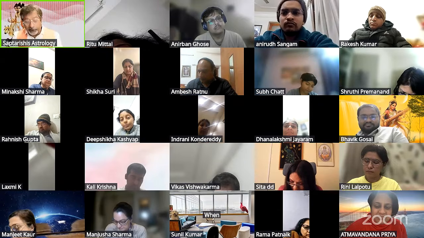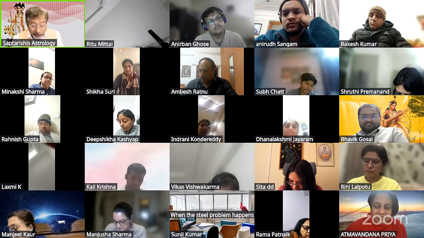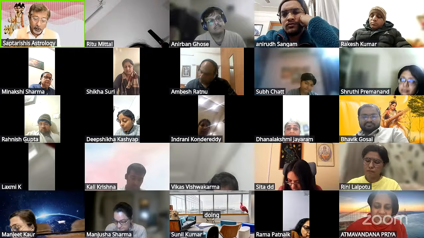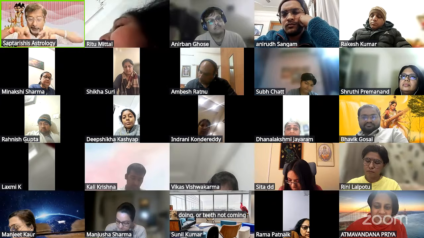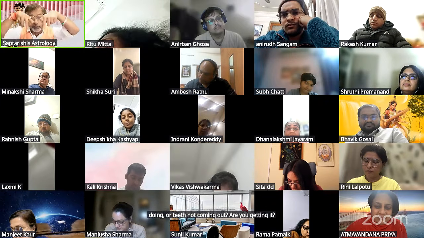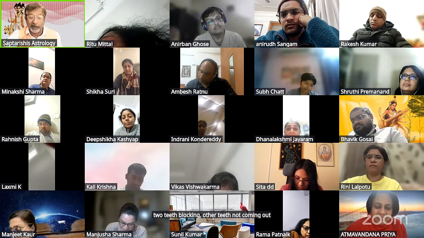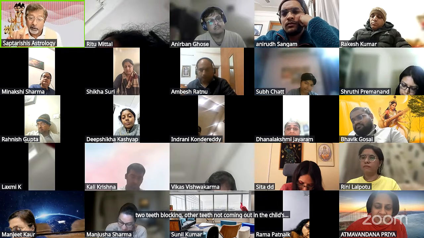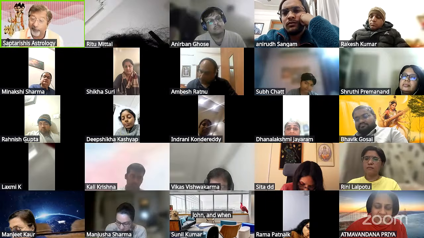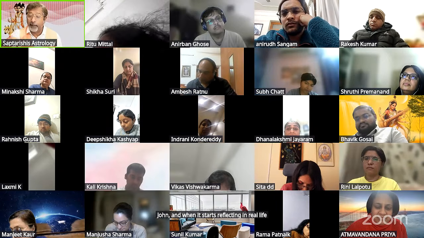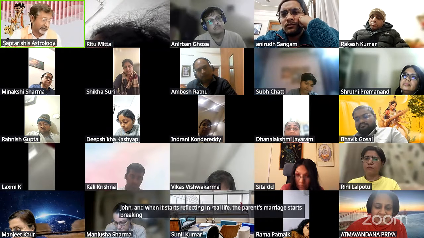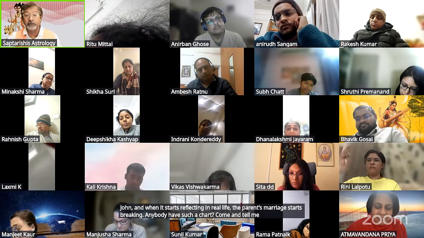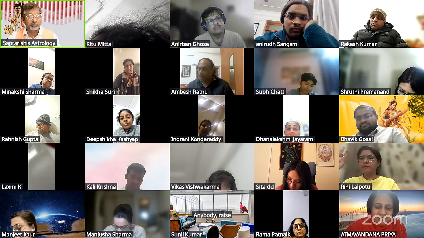When this teeth problem happens, crooked teeth or teeth not coming out. Are you getting it? Two teeth blocking, other teeth not coming out in the child's chart. And when it starts reflecting in real life, the parents' marriage starts breaking. Anybody has such a chart? Come and tell me quickly. Anybody? Raise your hand.